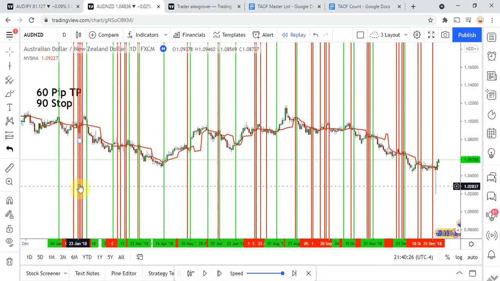So we got 50 trades all together, and we have 16 winning trades.